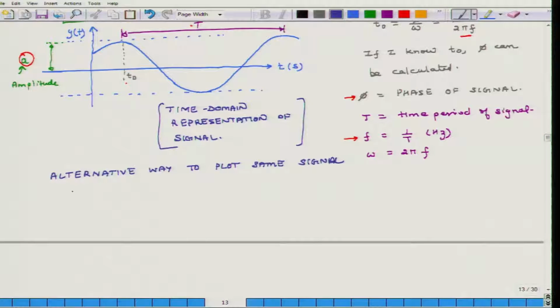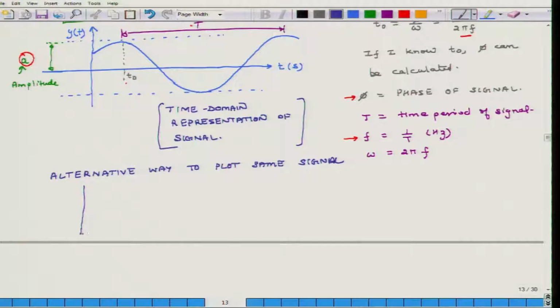So, in the alternative way, instead of one graph I plot two graphs. This is very important. It is not that one graph will give us all the information. So, in the alternative representation we have two graphs. The first graph is the plot for amplitude. Okay. Now, what do we do in this one? On the x axis we plot frequency in hertz, and on the y axis we plot amplitude. Okay. So, this is the graph for the amplitude of the signal.